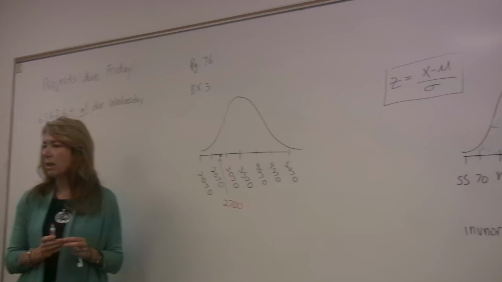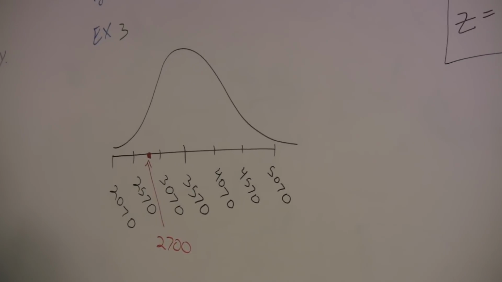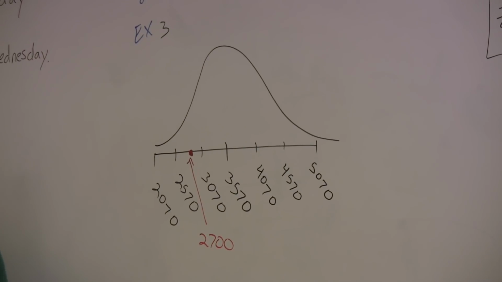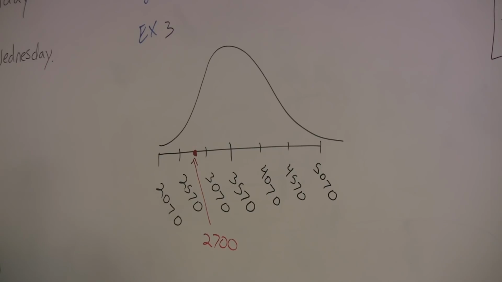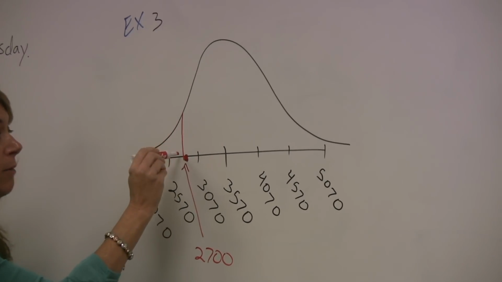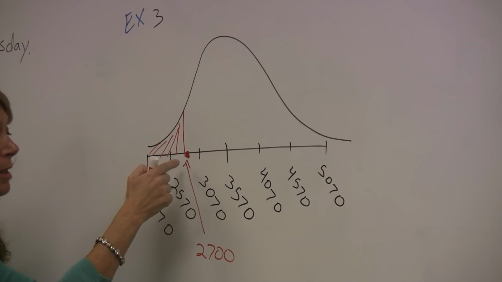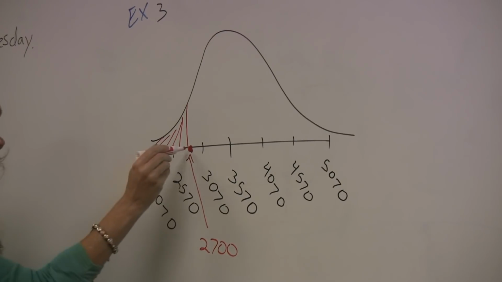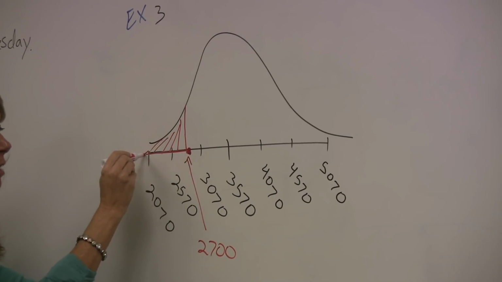And which way am I shading? To the left. To the left because we want anything less. Yeah, the babies weighing less than that are the issue, right? These poor little babies that hardly weigh anything over here. 2,700 or less. These babies all over here.